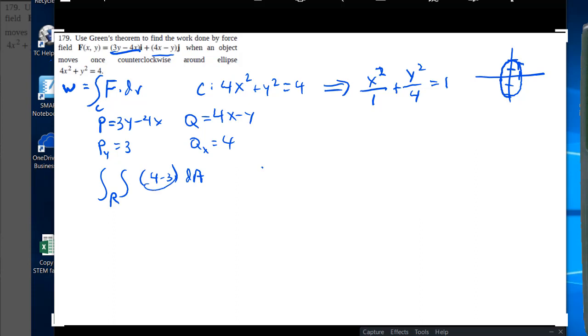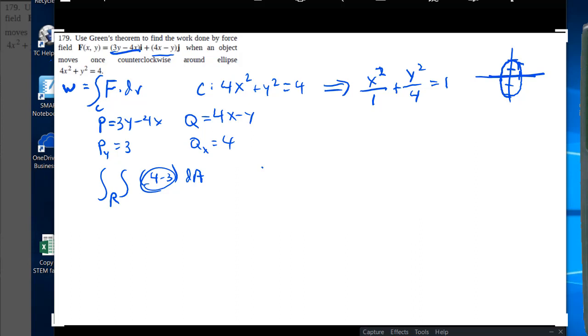Well, now since this is a 1, notice that basically our answer is going to be the area of this ellipse. It would simplify matters quite a bit if we knew the formula for the area of an ellipse. But I won't tell you that. We'll go ahead and do it the calculus way. And the calculus way is this.